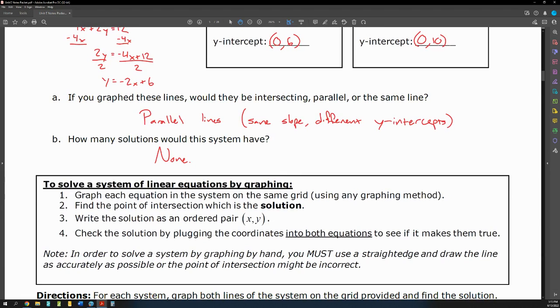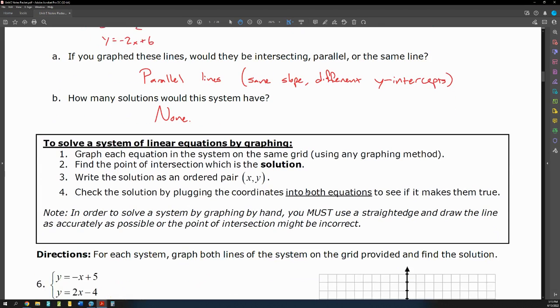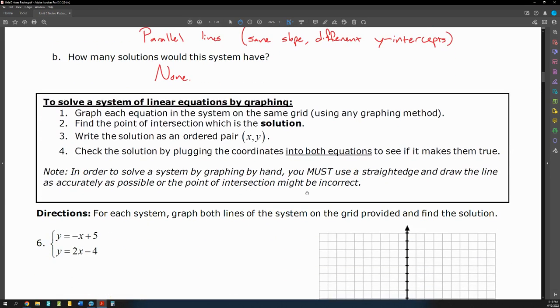Okay. To solve a system of linear equations by graphing, we're first going to graph each equation in the system on the same grid. So using any method, depending on the form that it's in, it could be in slope-intercept form, point-slope form, standard form, or none of them. We can graph any of those lines. Step 2 is to find the point of intersection, which is the solution. And finally, we write the solution as an xy ordered pair, and we check the solution by plugging those coordinates into both equations for x and for y.